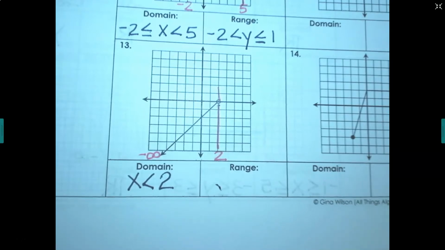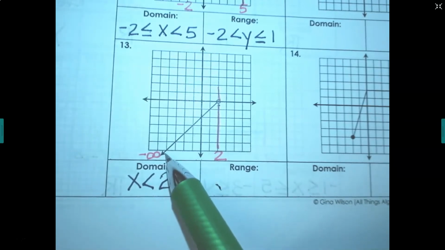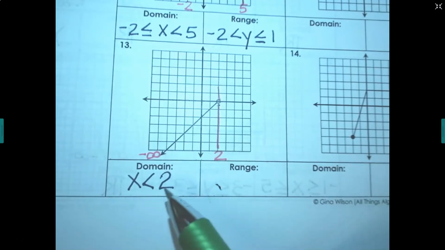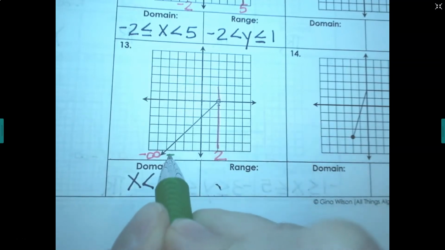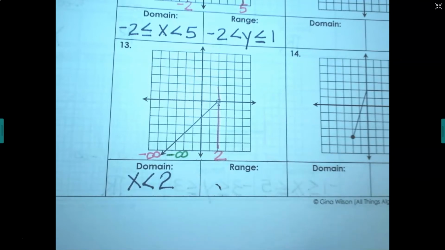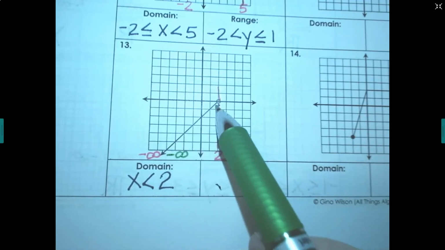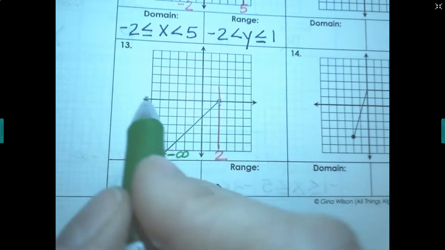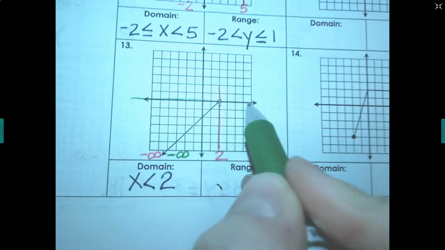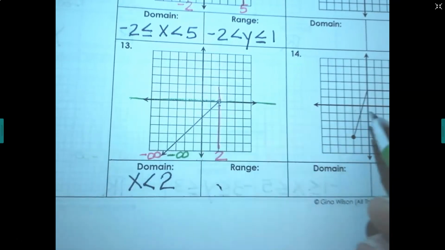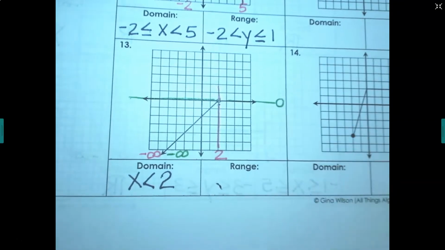Now let's look at our range. Our range goes from the bottom to the top. So let's look at the bottom of the graph. There's an arrow. That means it's going down forever. Down forever for y's is -infinity. I follow the graph up. Well, there is not an arrow on this end. In fact, the graph never passes this line right here, where my y value is 0.